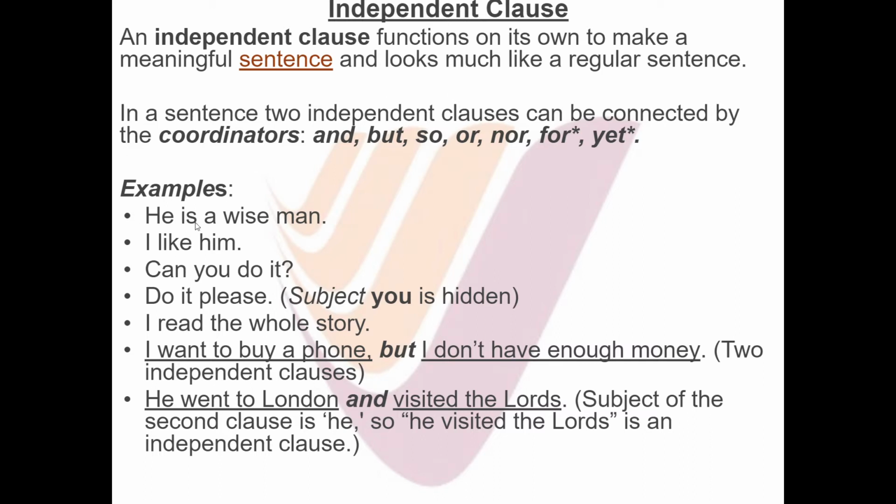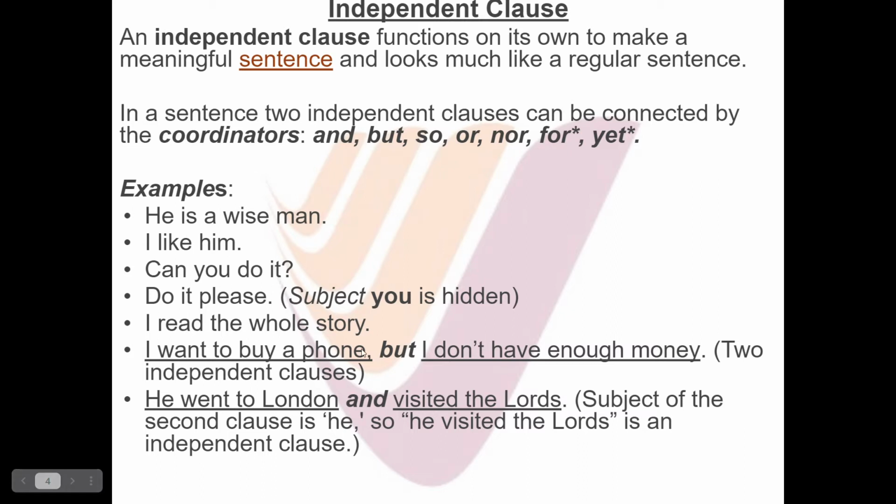Here are some examples. He is a wise man. I like him. Can you do it? Do it, please. You is hidden. The subject you is hidden in this. I read the whole story.